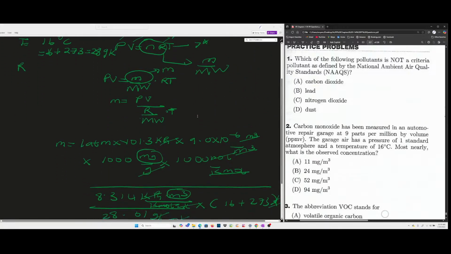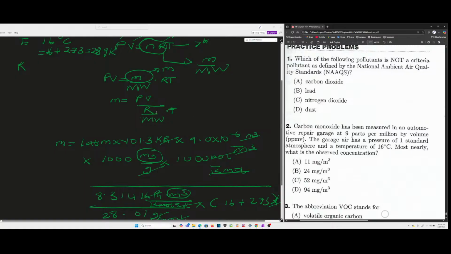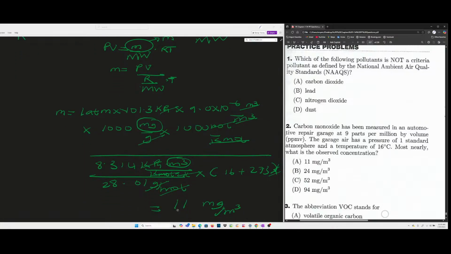Very easy. We use the ideal gas law, solve for M, and we do all this. The main stuff that gets you in the FP exam is the conversion. That is the main stuff that gets him.